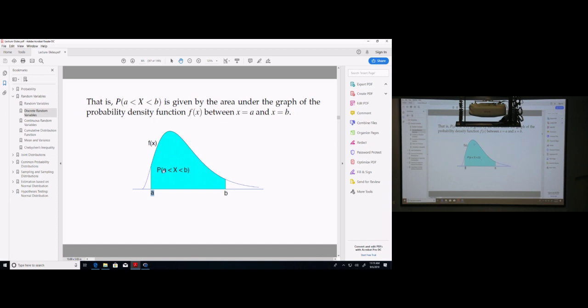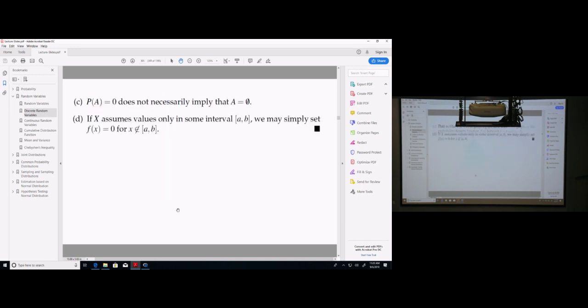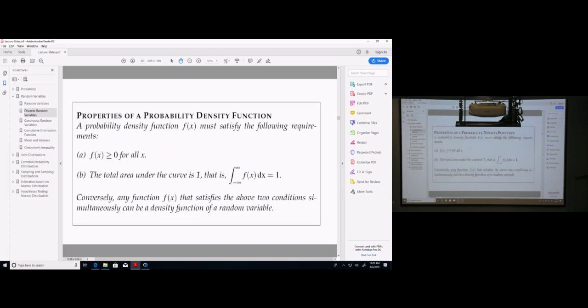So the area, if you're thinking of a wire that is not necessarily of uniform density, which is given by this, then the probability corresponding to that chunk of the wire is the mass of that wire. Okay, so, properties of a probability density function.